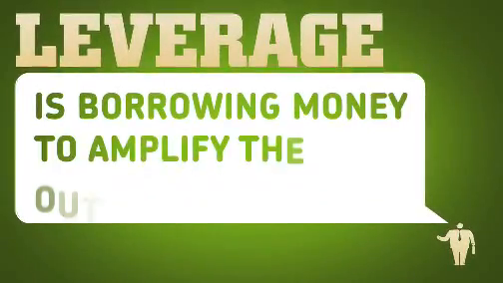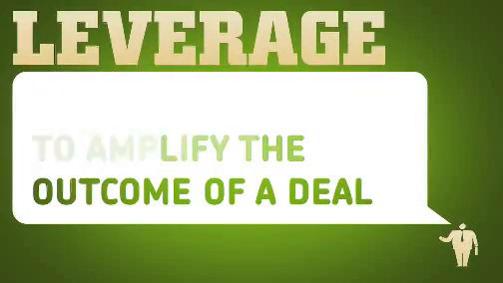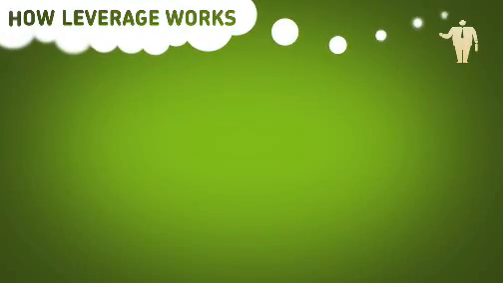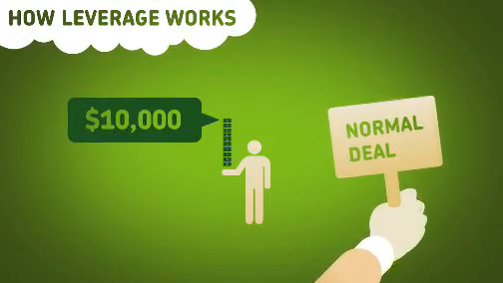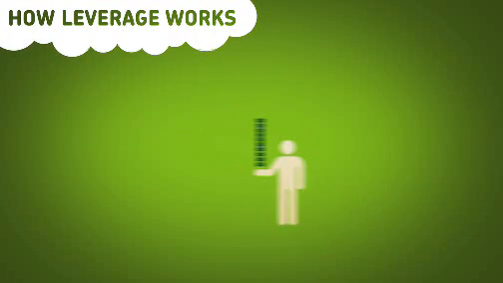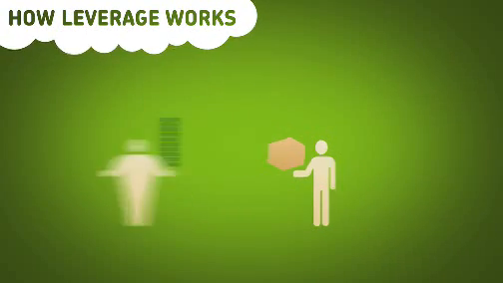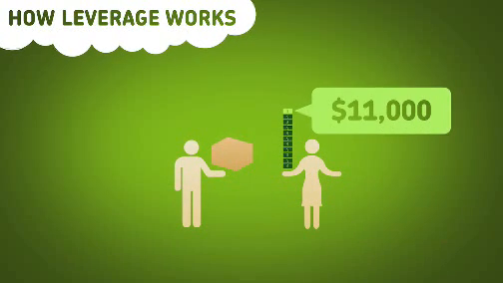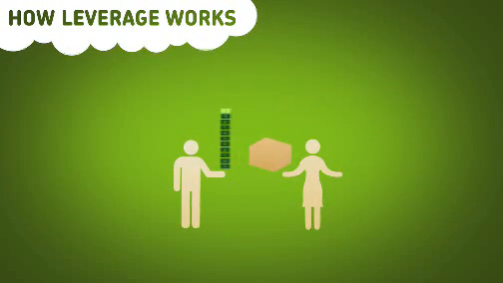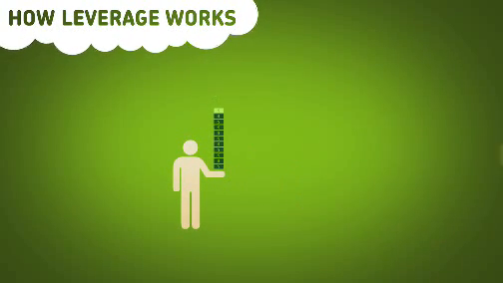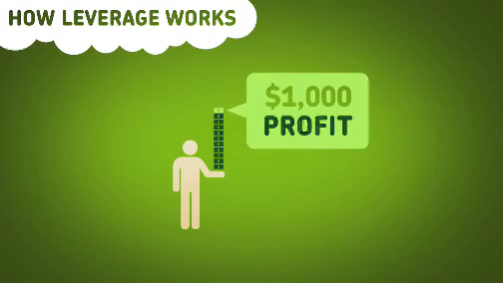Leverage is borrowing money to amplify the outcome of a deal. Here's how it works. In a normal deal, someone with $10,000 buys a box for $10,000. He then sells it to someone else for $11,000, for a $1,000 profit, a good deal.